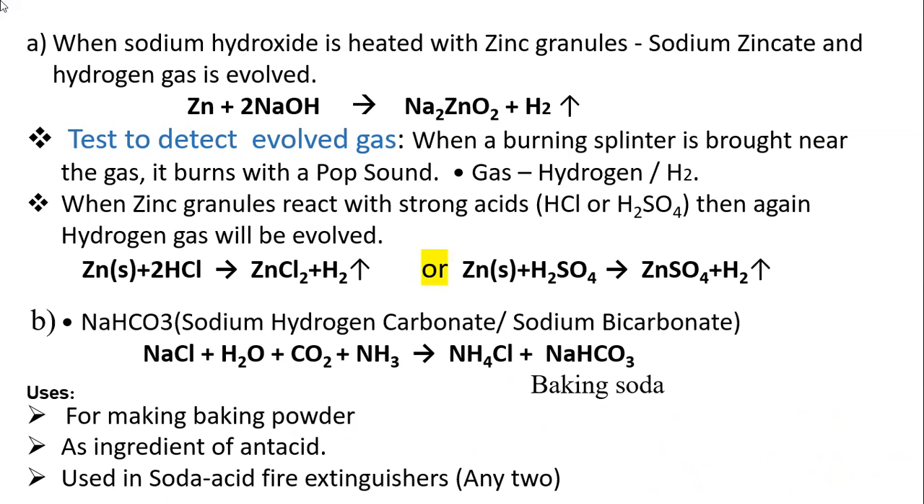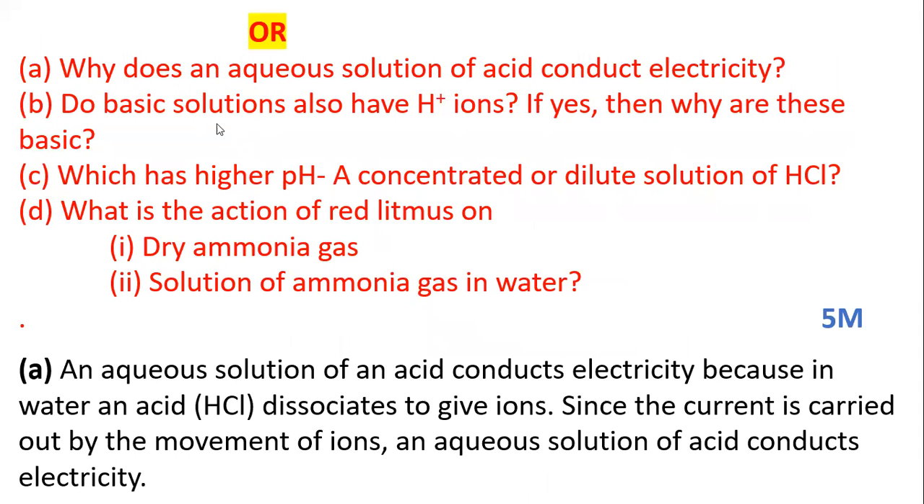Among these three uses, you may write any two. This is the answer for question 34, parts A and B. And also we have an internal choice for the same question, either that or this you may answer. Now you see question A under 34, the internal choice.